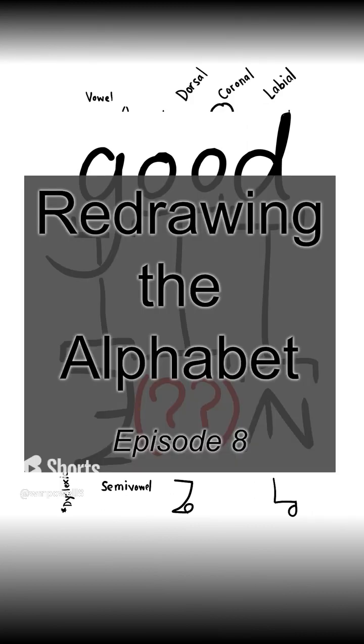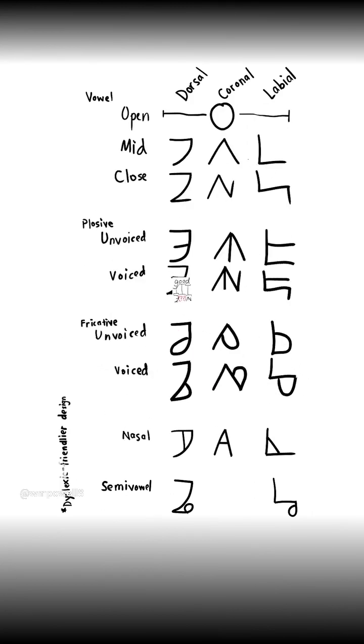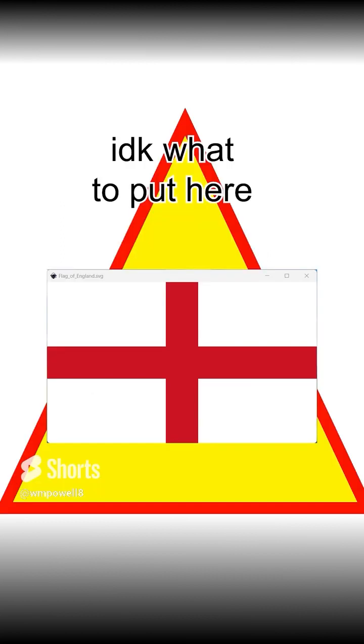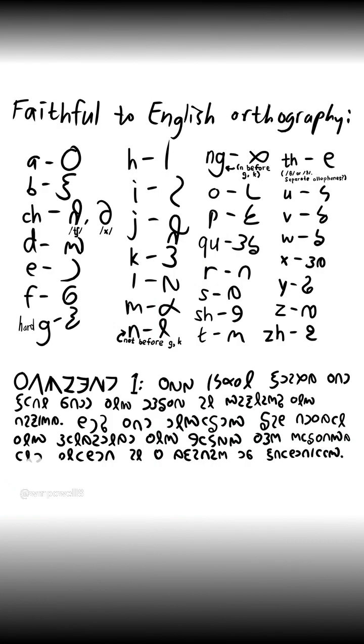Redrawing the Alphabet, Episode 8. Now, using my Aerobet featural alphabet to write a language like Spanish is a simple task because the Spanish orthography is already quite regular, meaning I don't have to change much. The same thing cannot be said about English though, and because of this there are 2 ways to go about writing English. The first is to be faithful to the English orthography and map each letter or combination of letters, and the second is to do the same but with the actual sounds instead.